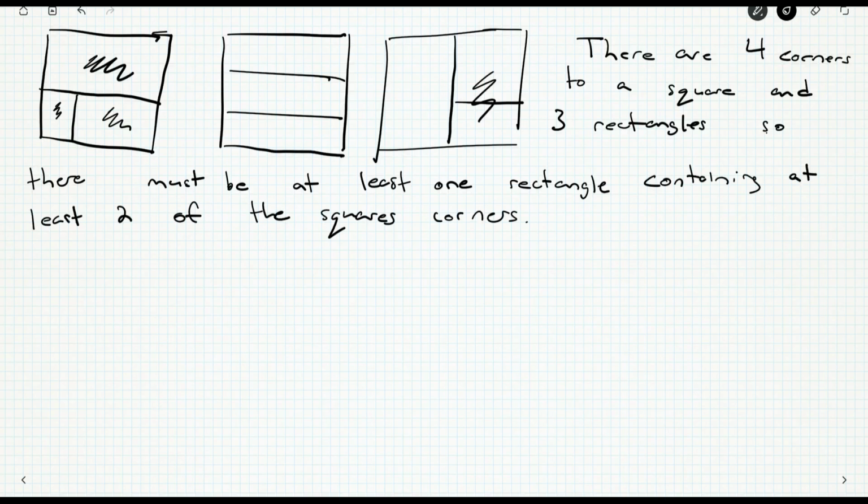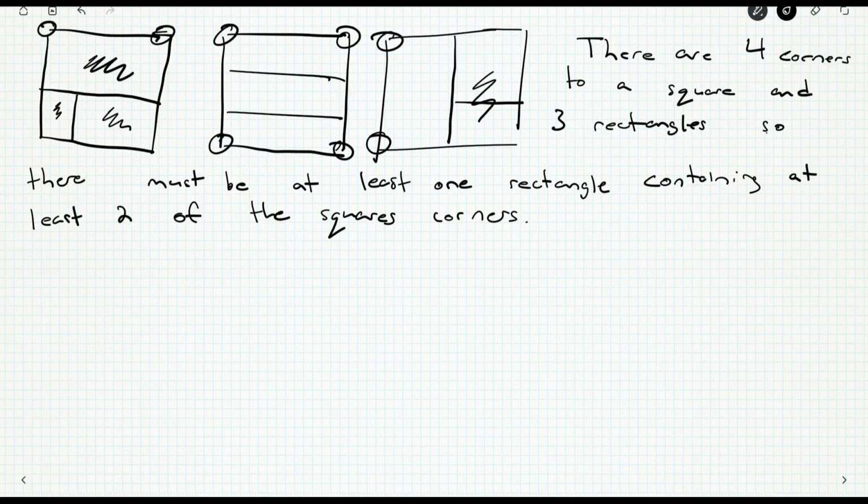Alright, I mean, this guy here, he's got these 2, and this guy down here, he's got these 2, and this guy's got these 2, and this guy's got these 2. There's no way to do it. You have 4 things, 3 buckets to put them in. 1 bucket's going to have at least 2 things. Okay.